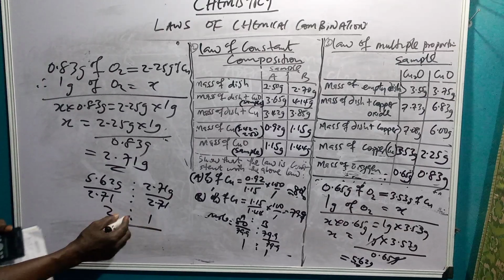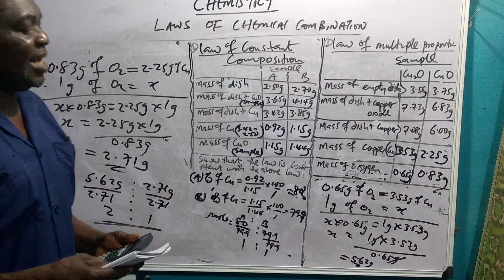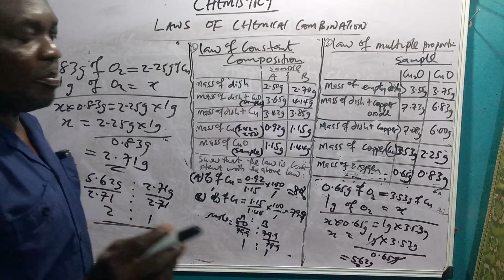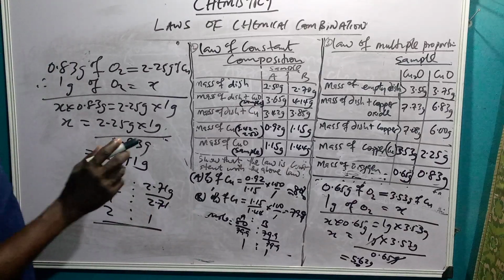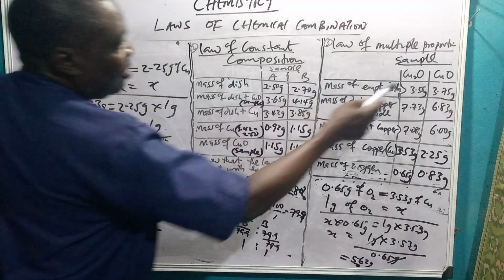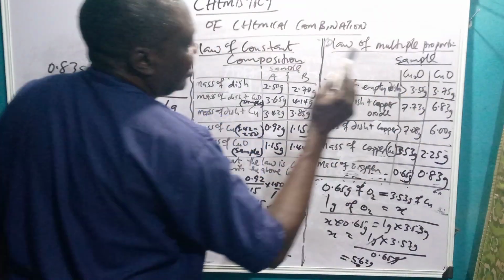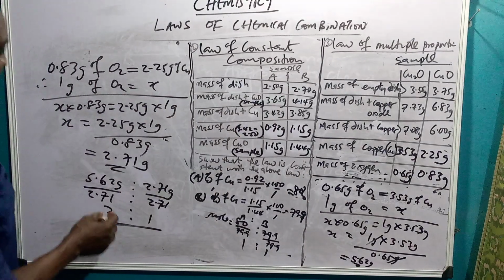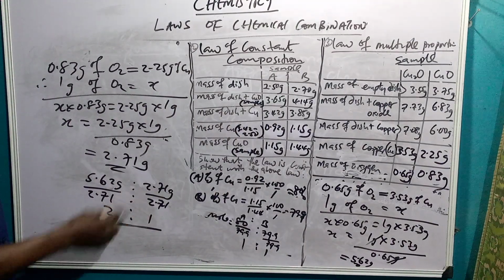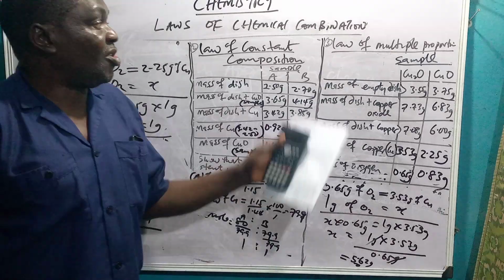So you see that it is consistent with the law that when two elements A and B combine to form more than one compound, different masses of copper combine with a fixed mass of oxygen, and they give us 2 to 1, a simple number ratio. Therefore, it is consistent with the law of multiple proportion.